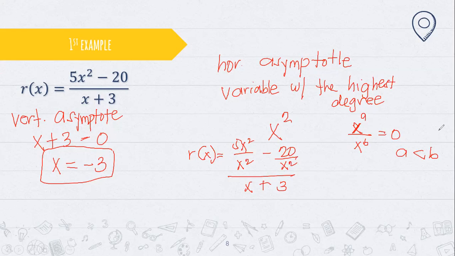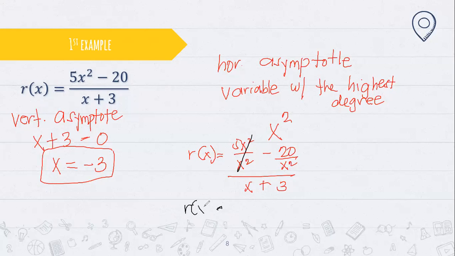Yan, class. Para madali nyo siyang maintindihan, ganito na lang. Sige, kahit i-disregard nyo na yung ito. Ang gagawin natin is, kailangan ma-cancel si variable with the highest degree. So, sino yun? Si x squared. Pag na-cancel siya, yung kasama niya maiiwan. Okay? Ano yung kasama ni 5x squared na naiwan? Yung 5.